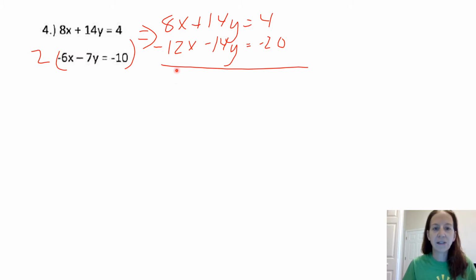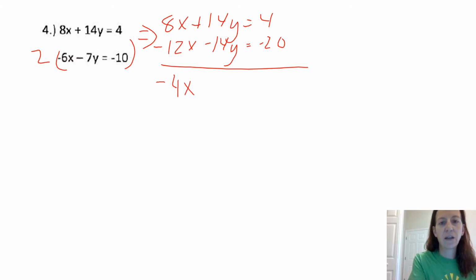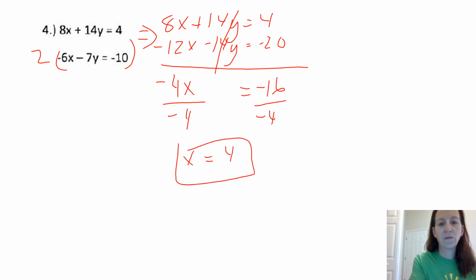So 8x plus -12x is -4x. And then 4 plus -20 is -16. So we end up with, I know I just said it out loud, but I can't remember what I said. -16, and then divide both sides by -4. And so x is equal to +4.